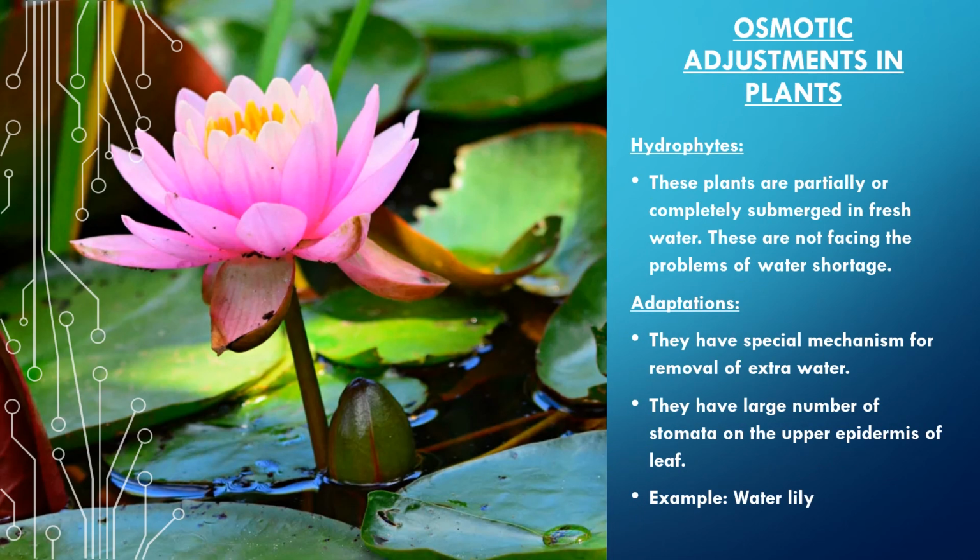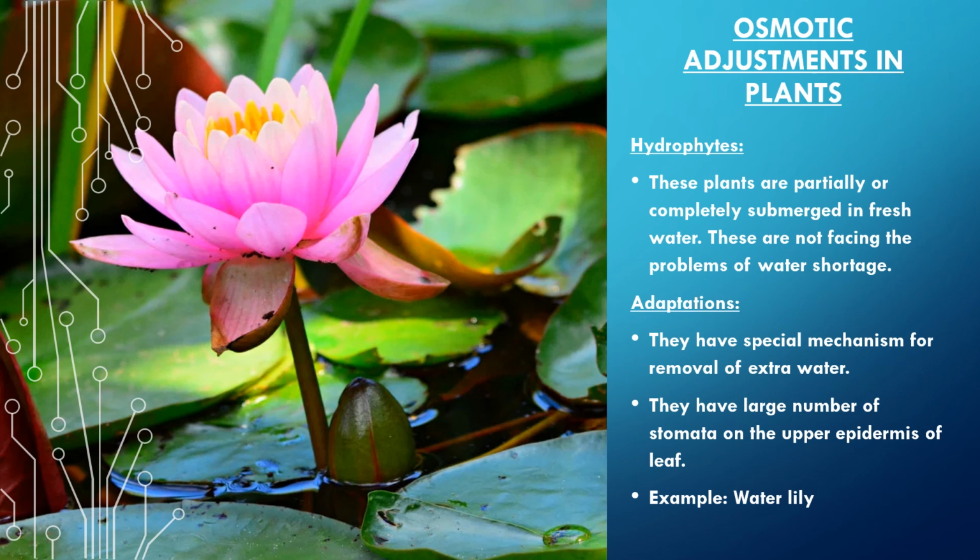Now coming to osmotic adjustment in plants. In our text, three different kinds of plants have been given: hydrophytes, xerophytes, and halophytes. We are going to discuss hydrophytes first. These plants are partially or completely submerged in fresh water. They are not facing the problem of water shortage.